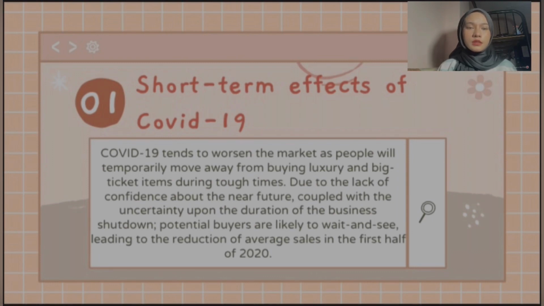Short-term effects of COVID-19. COVID-19 tends to worsen the market as people will temporarily move away from buying luxury and big-ticket items during tough times. Due to the lack of confidence about the near future, coupled with the uncertainty upon the duration of the business shutdown, potential buyers are likely to wait and see, leading to the reduction of average sales in the first half of 2020.